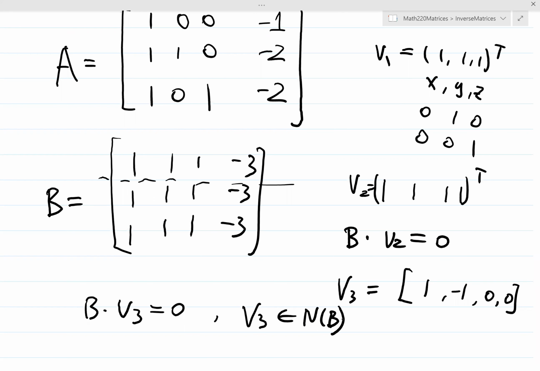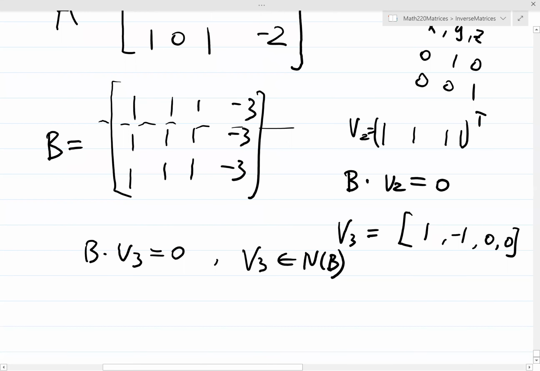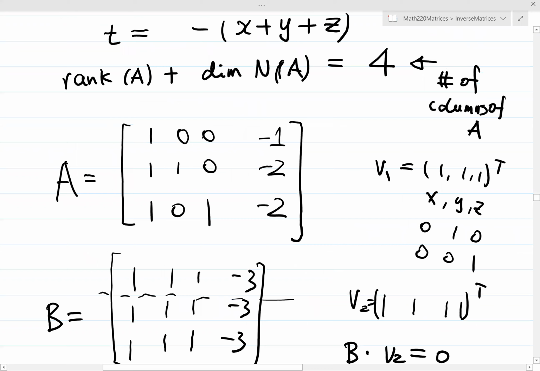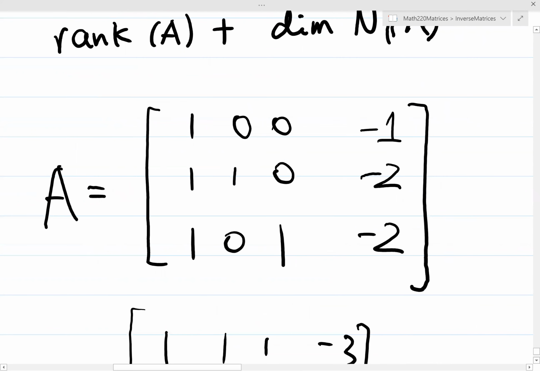It contains other vectors. This is because B has too small a rank. B has rank 1, which means the null space has dimension 3, because the rank of B is 1. So the row vectors of B only span a one-dimensional space. Rank B is 1, so adding them, you get 4. So we need to make sure that A has rank 3, so that the three row vectors are linearly independent.